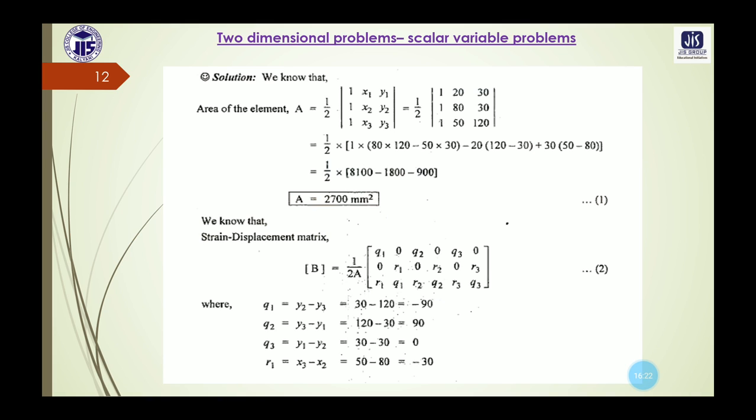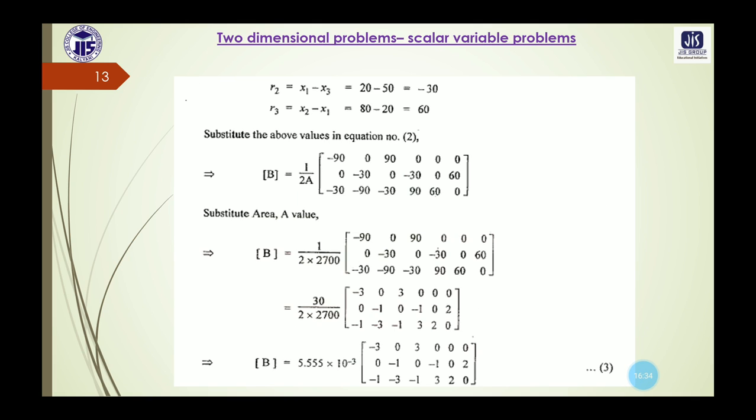So Q1 equals Y2 minus Y3, which is actually minus 90. Then Q2 is Y3 minus Y1, this is also 90. Then Q3, R1, R2, R3. So the values of all these parameters are actually related to the coordinates of the nodes or the nodal points of this triangular element.